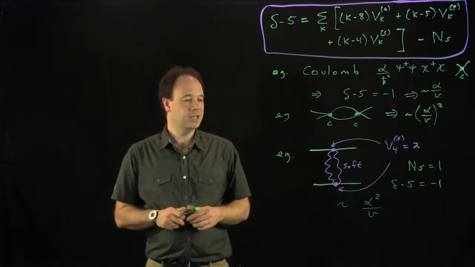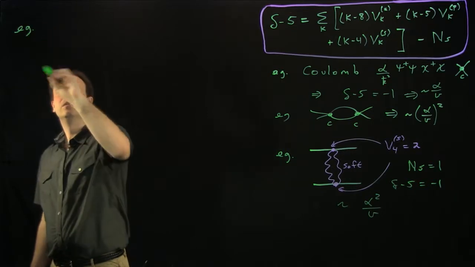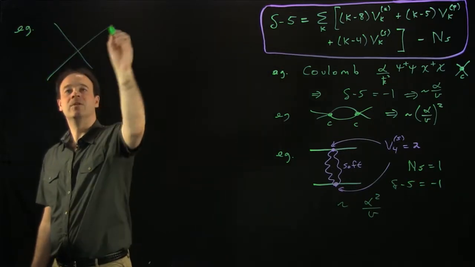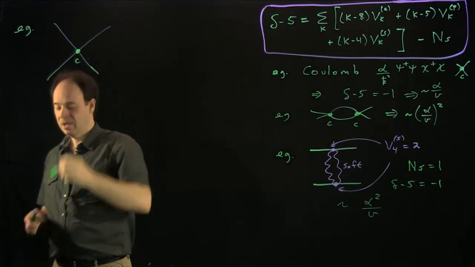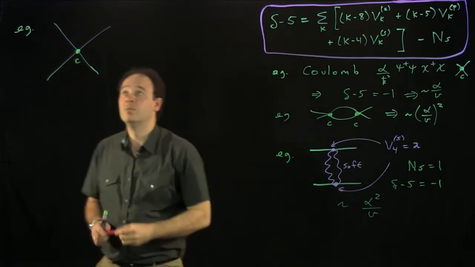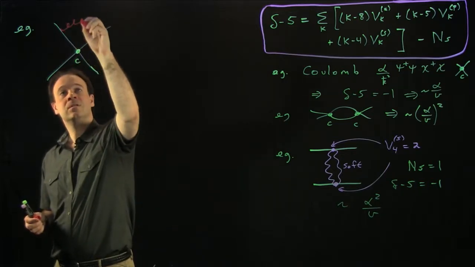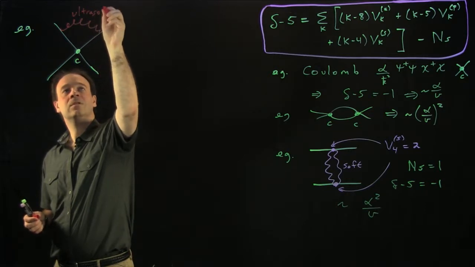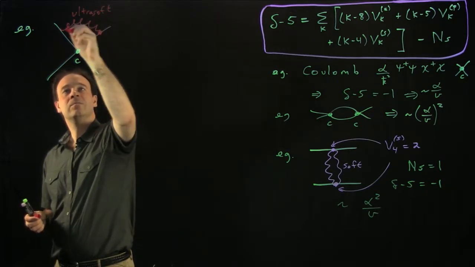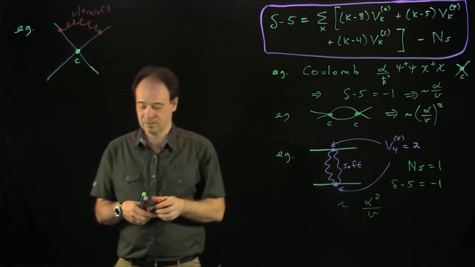Then the next example I'd like to do is one where we have ultrasoft fields. So let's do an example where we have a diagram involving ultrasoft fields. So we'll start with a Coulomb interaction, and then let's just dress it with an ultrasoft exchange. So we have 3 different operator insertions here. There's the Coulomb, and then there's the ultrasoft fields.